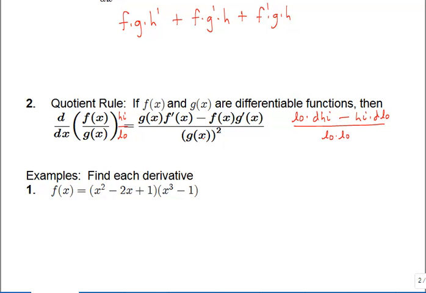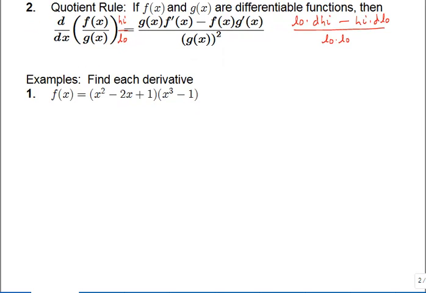All right, we've learned a couple of rules. Now let's put them into practice. So suppose we want the derivative of this product. We have x squared minus 2x plus 1. That's going to be our first function. And then we have x cubed minus 1. That's going to be our second function.